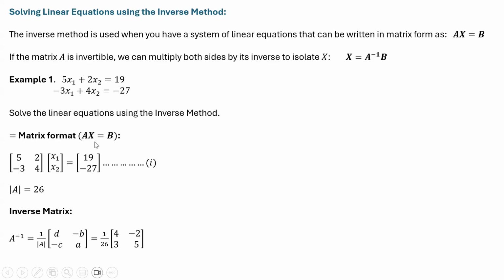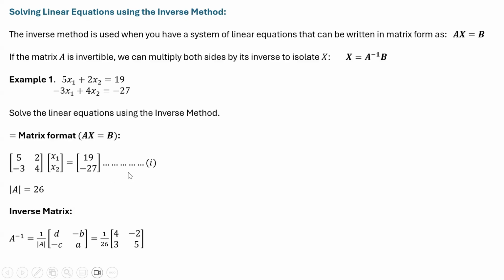X, we really don't know the values of x1 and x2. So these are unknown to us. So these are unknown quantities. So we'll write x1, x2 in the third bracket equal to B. B means the constant that we already know or already given in the equation. So 19 and minus 27. So that is how we're gonna set up this matrix format.